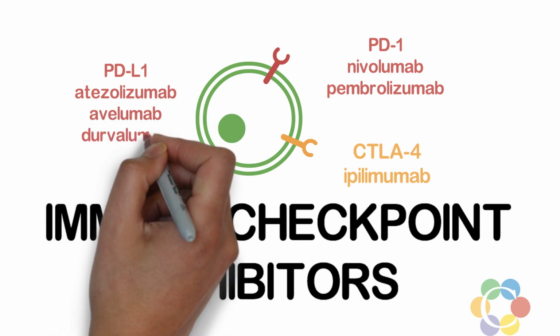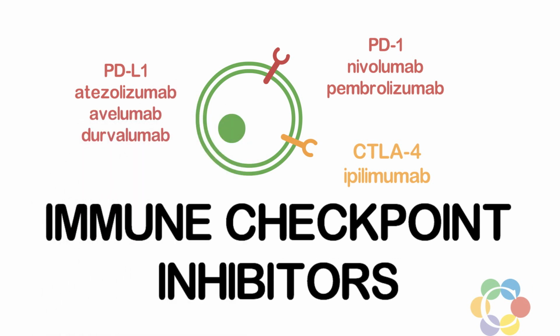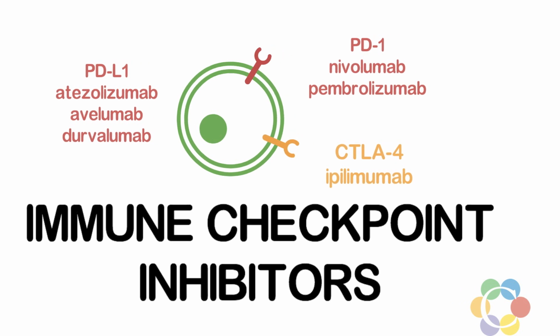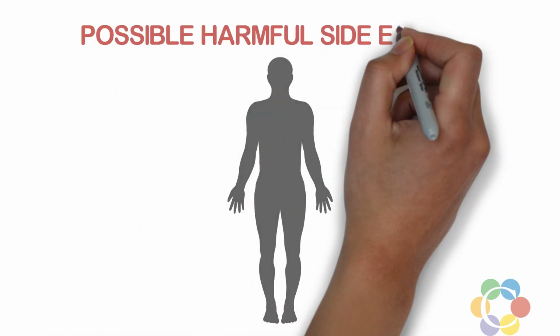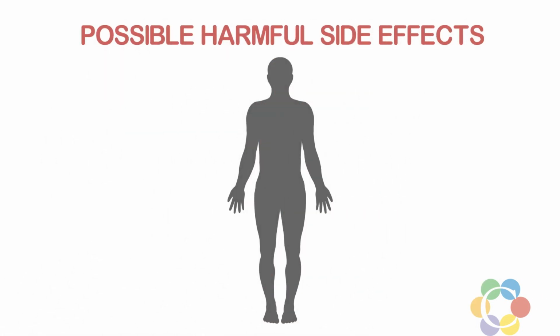Atezolizumab, avelumab, and durvalumab are antibodies against PDL. The CTLA-4 and PD route antibodies may be used concurrently or together with other cancer drugs. The adverse events caused by immune checkpoint inhibitors are completely different from those caused by traditional cancer drugs.